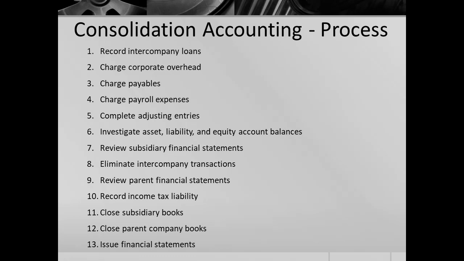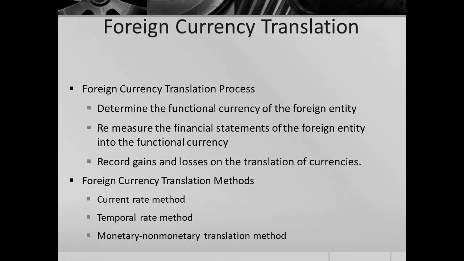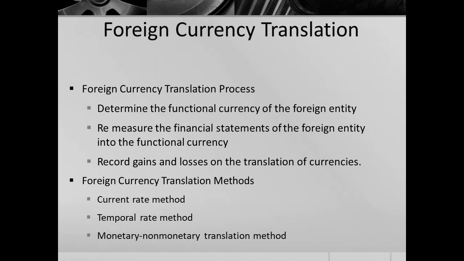Some of the tasks noted here can be automated or at least made simpler in order to produce financial statements more quickly. However, a higher level of precision required to produce more accurate financial statements requires additional consolidation effort and therefore more time. So these are the consolidation accounting process. And the next thing we're going to see is foreign currency translation.